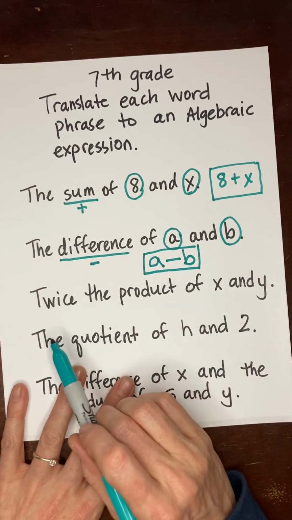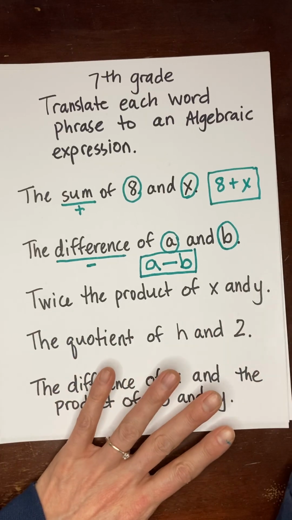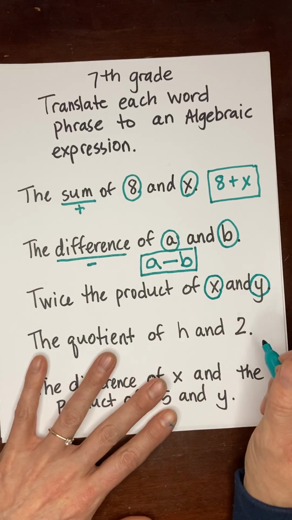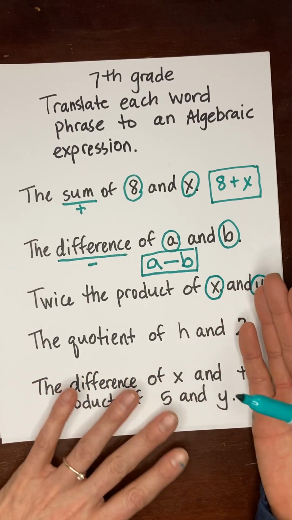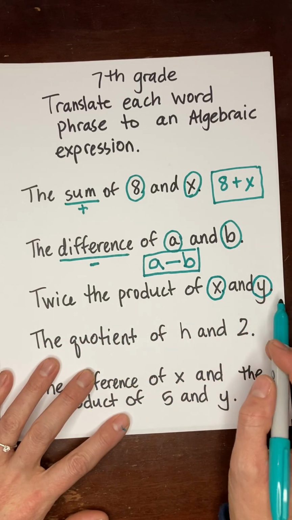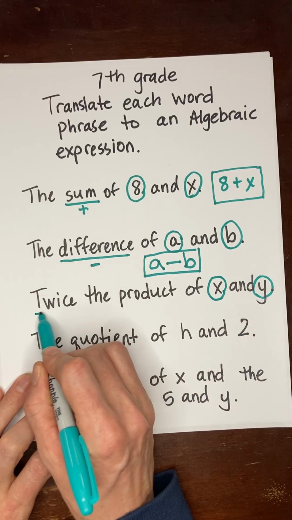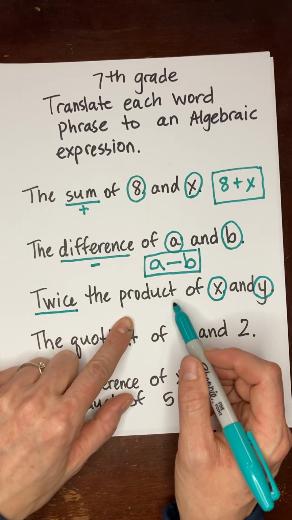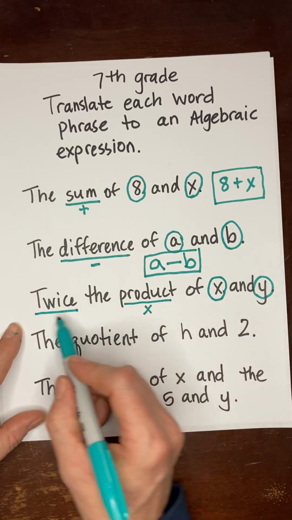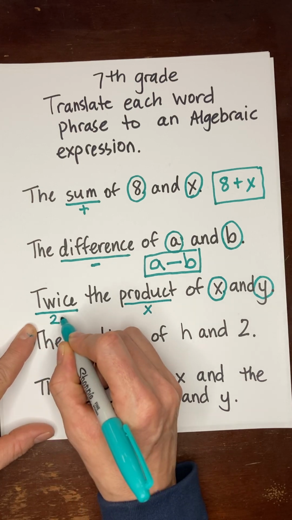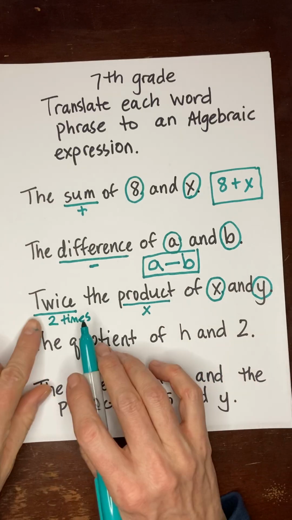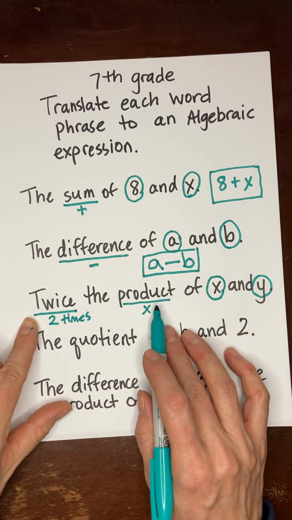All right, next one. I'm going to look for any numbers or letters, or variables I should say, and circle them. So I see X and Y. Now I'm going to look for any keywords that might indicate what kind of math is happening between these two variables. So, twice the product of X and Y. Well, twice means 2 times, so I'm going to underline that, that's a math thing. Product is also a math word, which means multiplication. So this tells me to multiply, and it's actually 2 times.